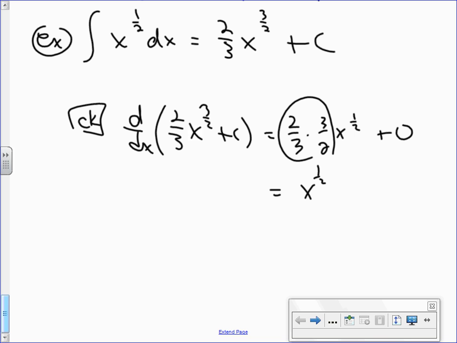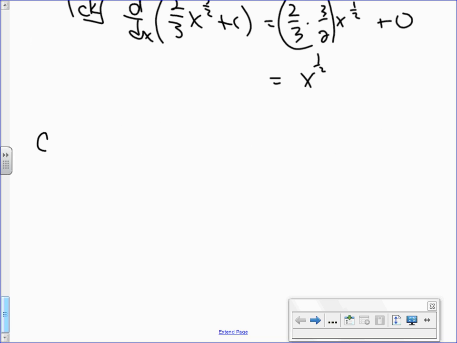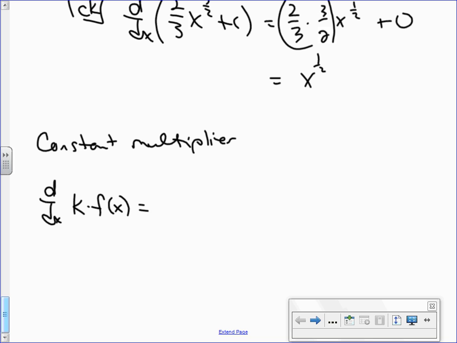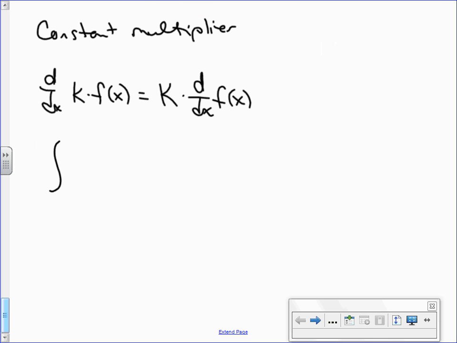Okay? All right. We have another rule called the constant multiplier rule. If you have the derivative of a constant times a function, your answer is going to be a constant times the derivative of the function. We've used this rule over and over and over again. Likewise, if you have the antiderivative of a constant times a function, you can take the constant out and just do the antiderivative of the function. So this just makes life easier.